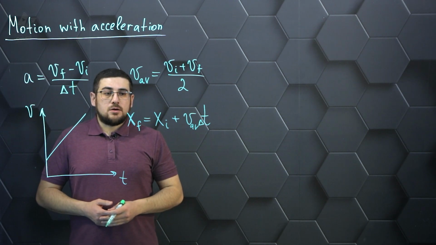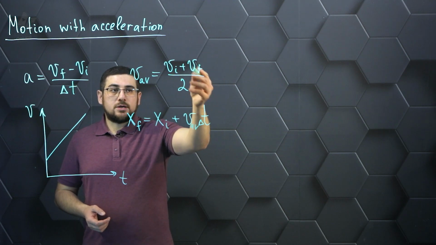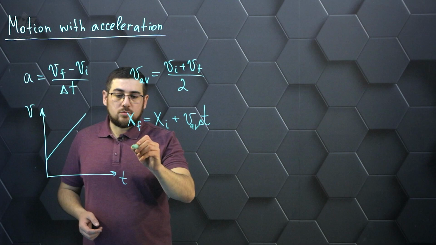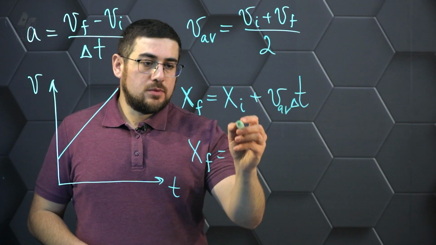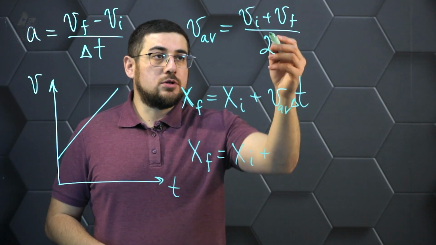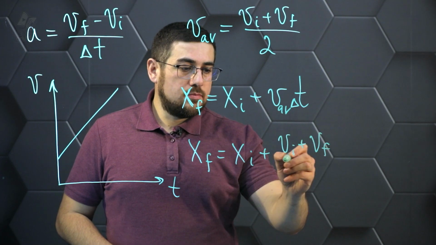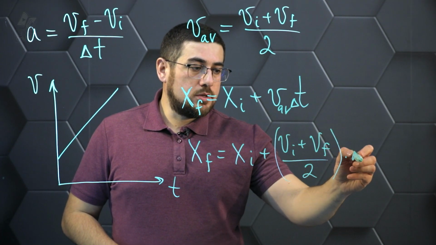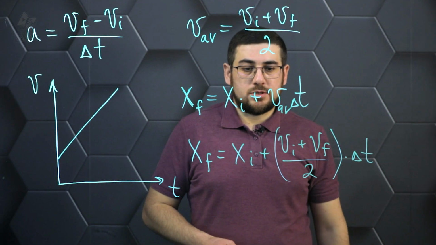What comes next in this case? We already know the definition of average velocity, so we can substitute it here, and the next step will be to simplify the resulting formula. Thus, the final coordinate will be defined in the following manner. The initial coordinate remains the same, and we add the average velocity that we have substituted, multiplied by dt, which is the time during which this change in velocity occurred.